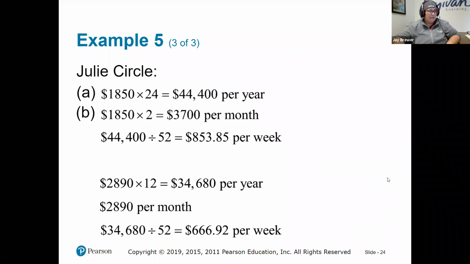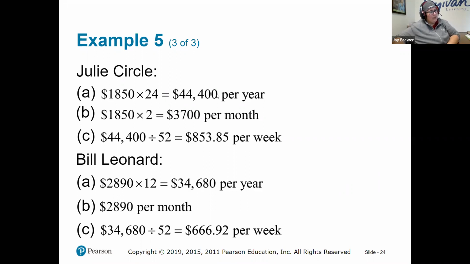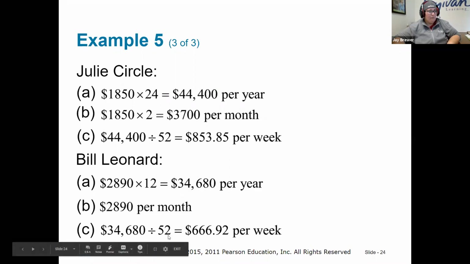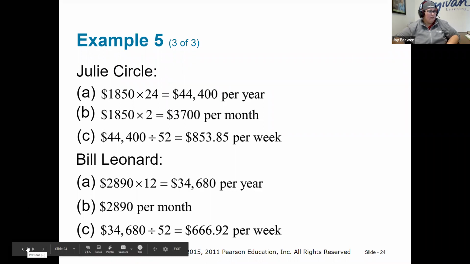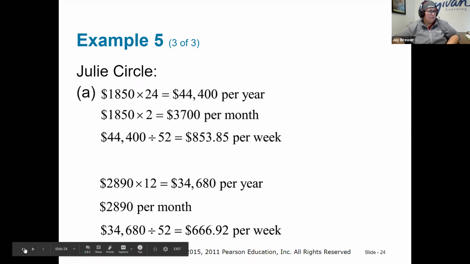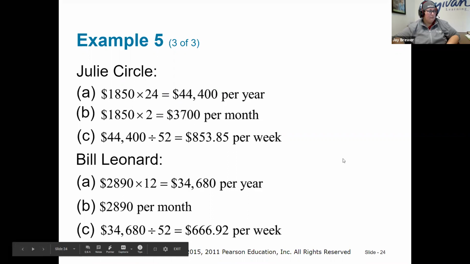Okay, Julie and Bill. So Julie, you have to multiply by 24 to get the yearly, and then you divide it by 12 to get the per month, and you divide it by 52 to get the per week. Right? Bill, you're multiplying by 12 because he has the monthly rate. We already know the monthly, and then we have to divide the yearly by 52 to get the per week. Okay, so I think, what was it, the second person? Did Tanya have the most, or did Julie have the most? Julie has the most per week.